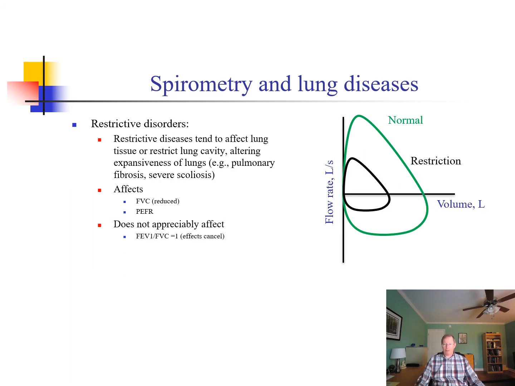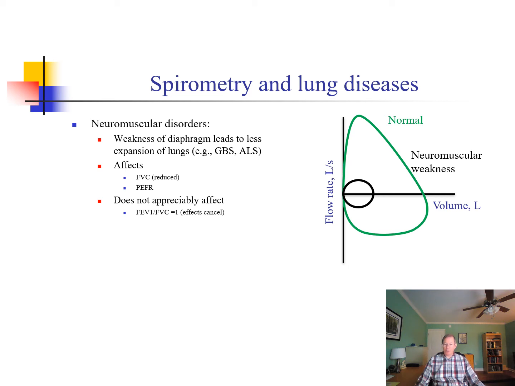In contrast, lung diseases that are restrictive affect the lung tissue or the lung cavity so that the expansiveness of the lungs is decreased. So things like pulmonary fibrosis or severe scoliosis affect this. And in this case, the normal flow loop curve here in green is different from the restriction. It looks similar, it's just got a lower forced vital capacity and peak expiratory flow rate, but the ratio of the FEV1 to FVC is generally unchanged because they're affected proportionately.